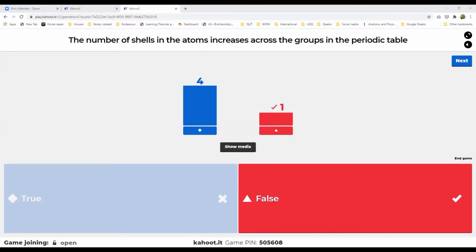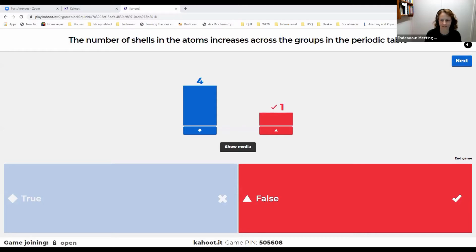So as you go down the periodic table, the number of shells increases. But as you go across the periodic table, it's going to be something else that increases. So do you all remember what the names of the columns and the rows in the periodic table are called? Periods and groups. Yep, so which one are the groups? The groups go up and down, like a column. Yes, so the number of shells is going to increase down the groups in the periodic table.